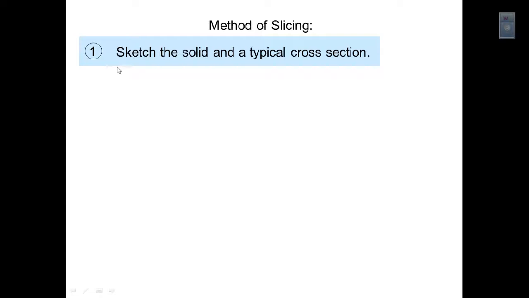All right, so for the method of slicing, you want to sketch the solid and a typical cross section. Most of the time, they're going to tell you what kind of shape it's going to be. We're going to do an example here in just a little bit where they tell you it's a square. But you're going to sketch the solid and a typical cross section.